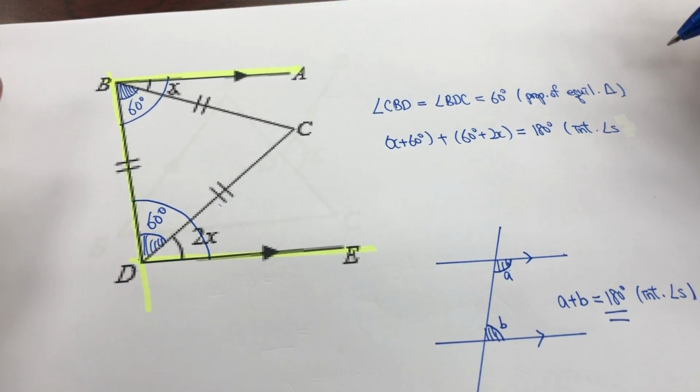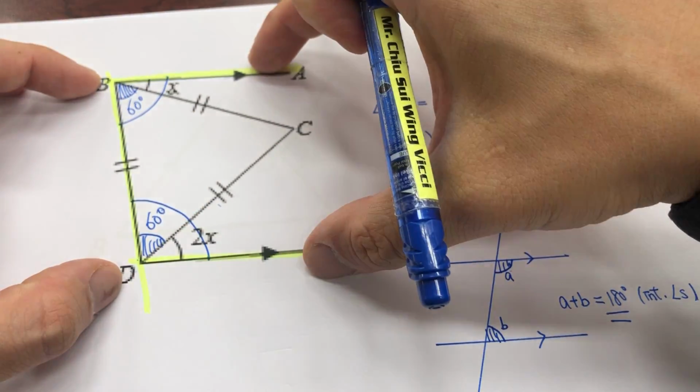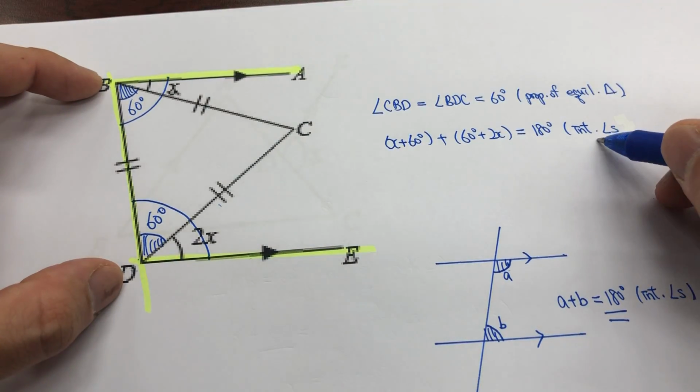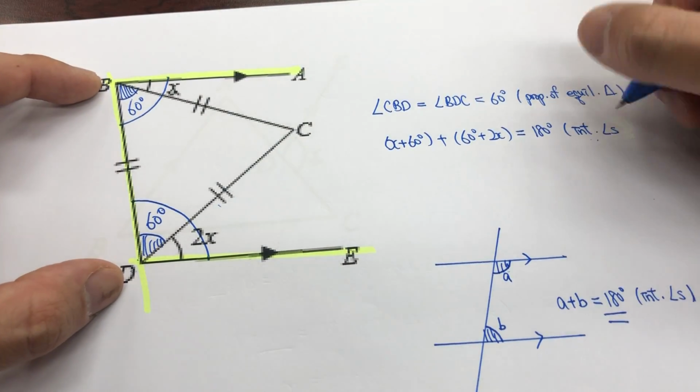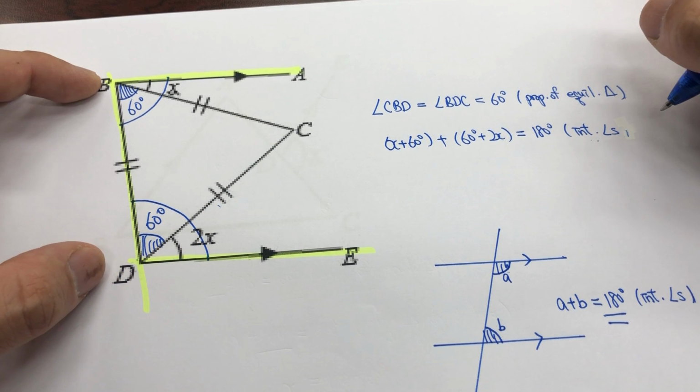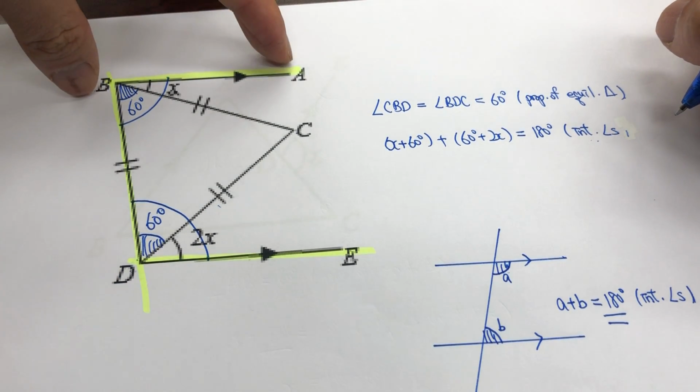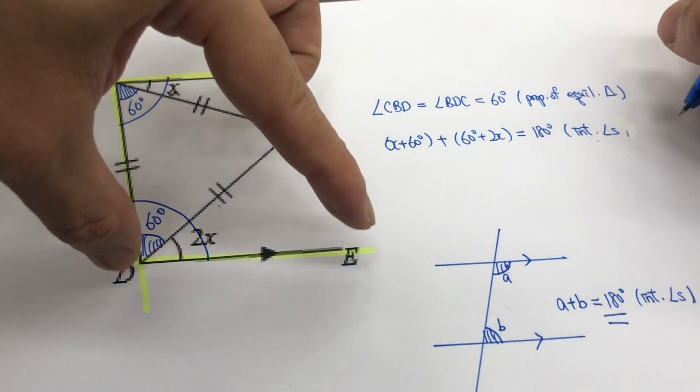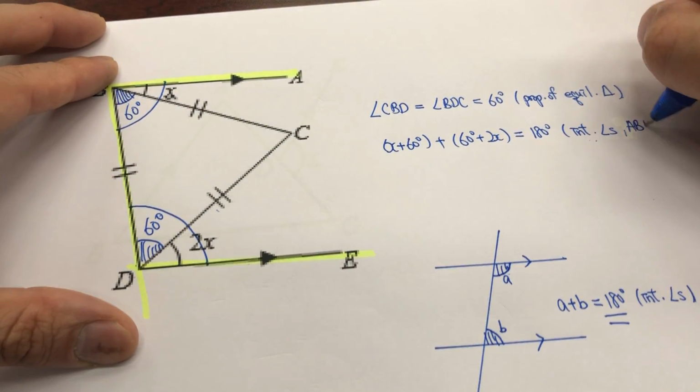Note that there must be a pair of parallel lines in order to use interior angles. Therefore, when you use interior angles, you have to mention which pair of parallel lines. The parallel lines in this case are AB and DE. AB parallel to DE.